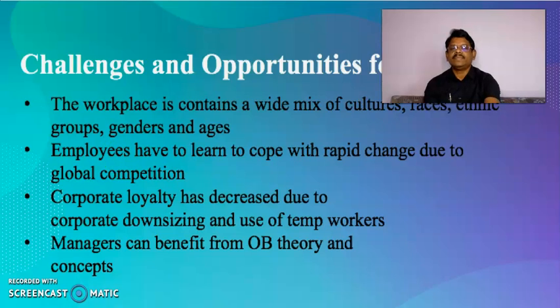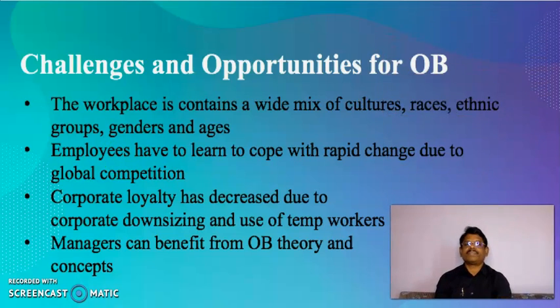If you just look at the challenges and opportunities of OB, the workplace contains a wide mix of cultures, races, ethnic groups, genders, and ages. So when you have a workplace with all these diversities, that itself is a kind of challenge for OB, because when you look at each and every individual, sometimes they are so different. In multinational companies and in the globalization era, you will see every company with people from several backgrounds, a mix of cultures, races, ethnic groups, genders and ages.